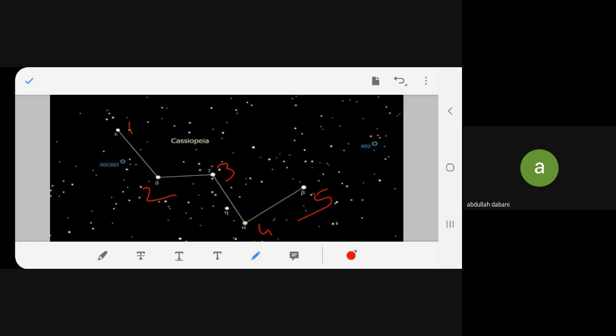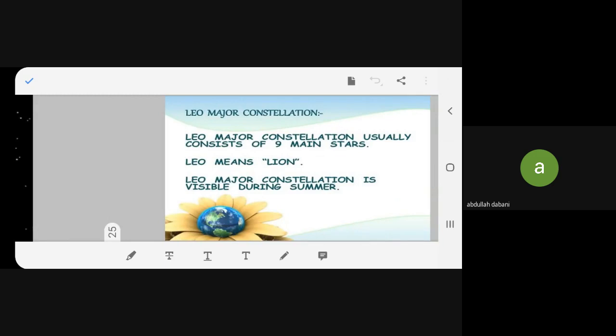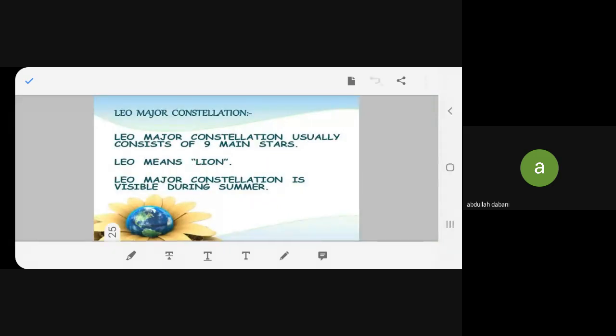Okay, so what have we learned? We have learned about Ursa Major, which is known as Big Dipper, Great Bear, or Saptarishi. Then we have come to know about Orion, which is also known as Hunter, and we can find Sirius, the brightest star in the sky. And the third one we talked about is Cassiopeia, which looks like either a W or M.